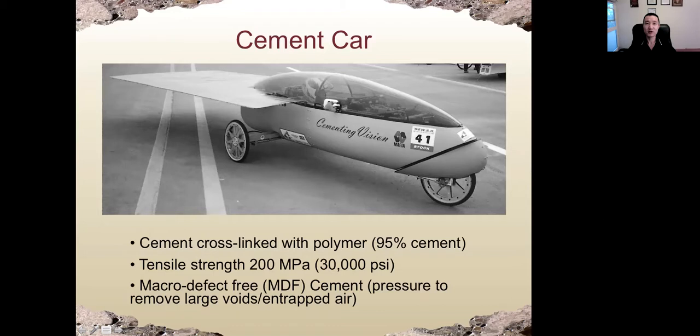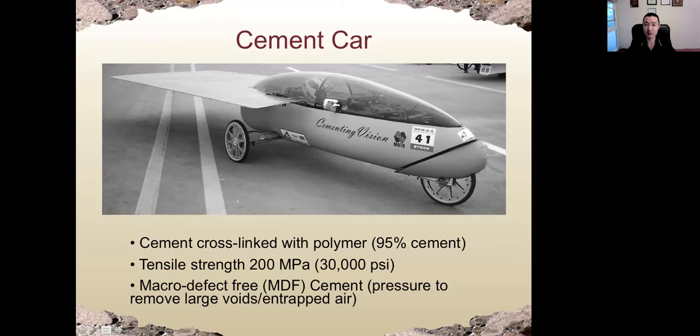For example, here shows a cement car. This is a cement-based material, cement cross-linked with 5% of polymer. The tensile strength of this concrete, as we can see, is very, very high, 30,000 psi. Much higher than traditional concrete.